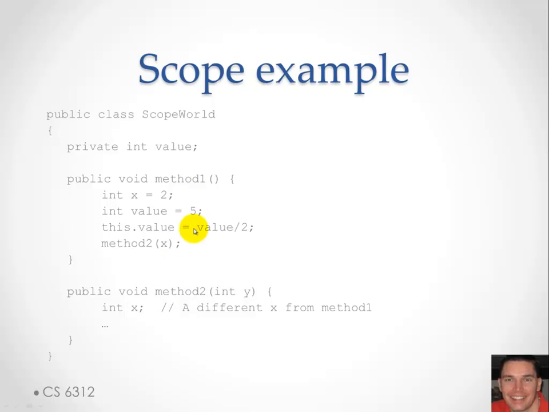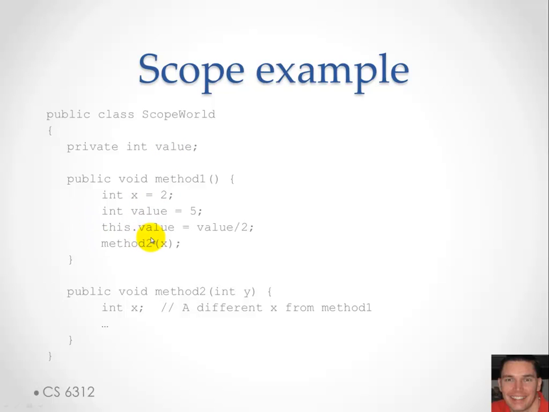Now within this class, I have declared some methods. So here I have method 1, and here I have some local variables in the method. I have integer x, integer val. Now x is only accessible within this method because it was declared within this block here. Now when I say int val here, this ends up being a different value than this value that was a data member of the class.